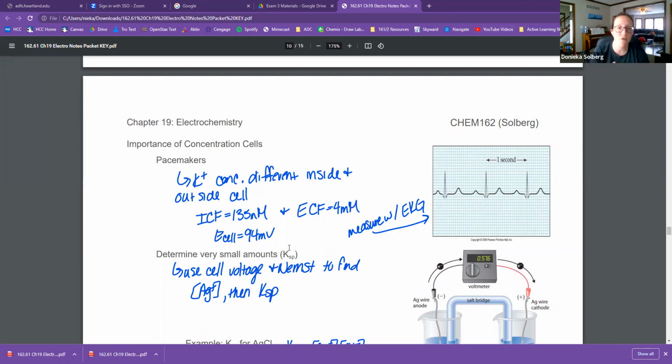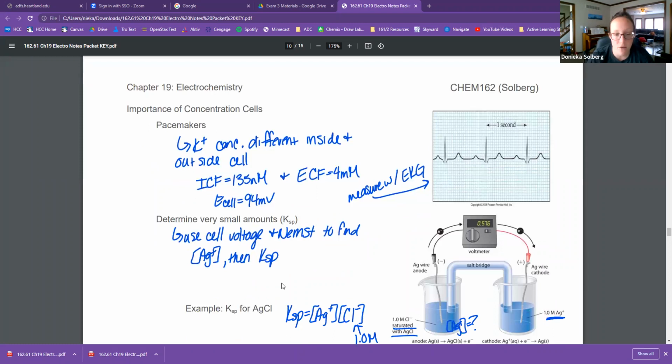So we can figure out what the voltage is, and that'll tell me how much stuff is in the concentration in that solution. So what we do is we use the cell voltage and the Nernst equation to, instead of solving for what the voltage should be, solve for what the concentration is. So it's just kind of working backwards from what we did.